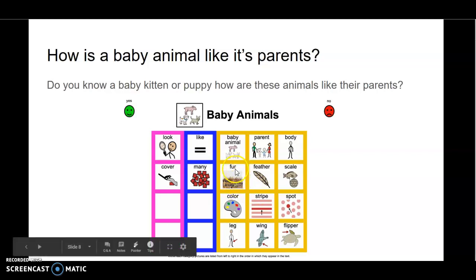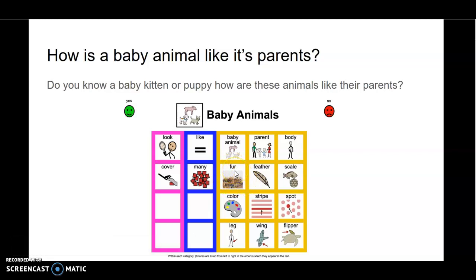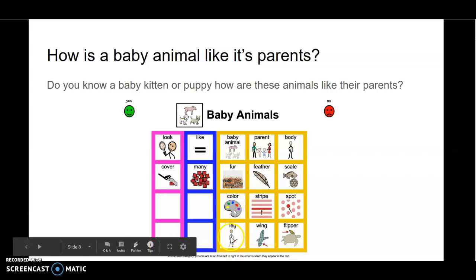Yes, they have fur like their parents. They have 4 legs like their parents. And they could even be the same color. Sometimes not, but sometimes they are.